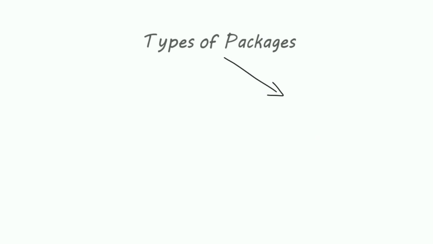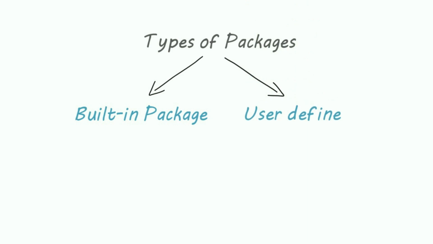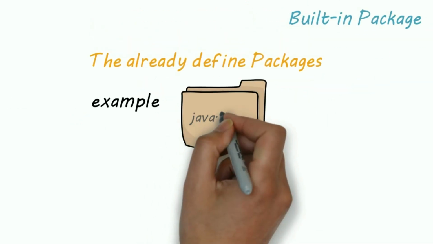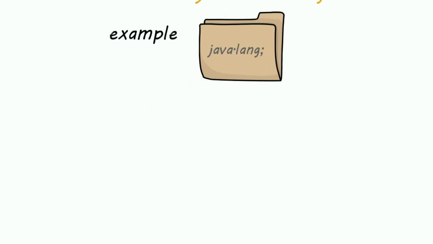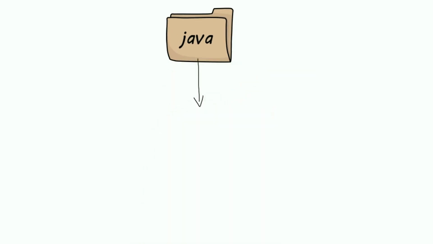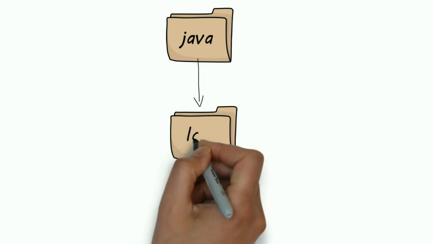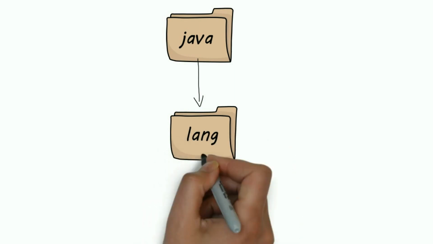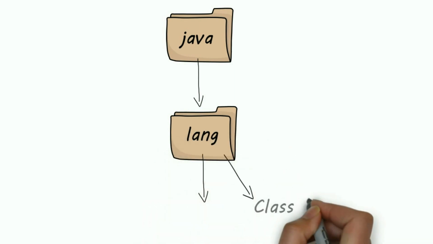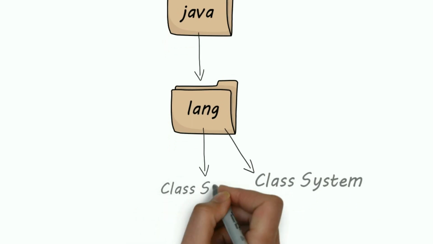Now types of packages in Java. The already defined packages, for example java.lang, are known as built-in packages. All the basic classes like String or System are defined under the java.lang package. So there is one package java. Inside it, there is another package called lang. Inside lang, there are lots of predefined classes like System and String.